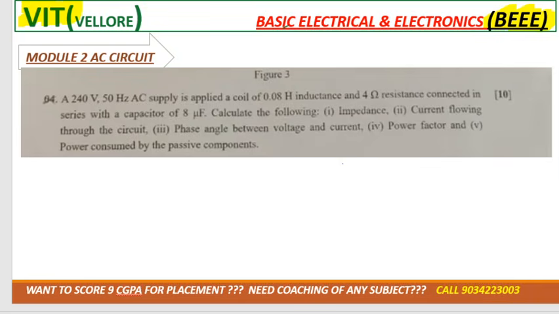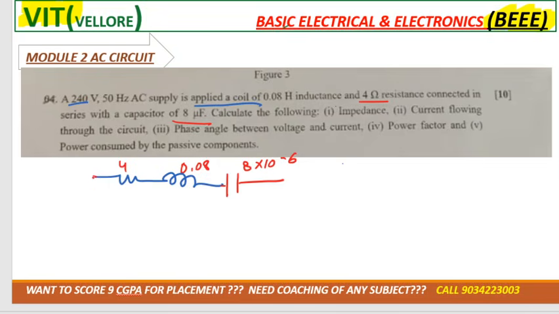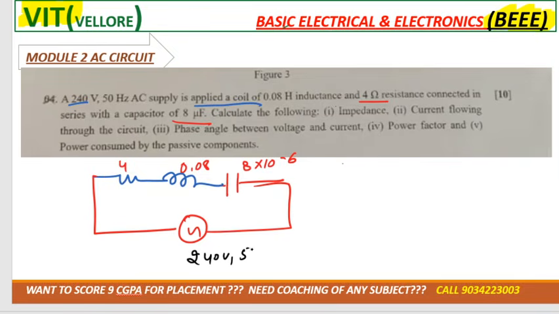Now see the next question from your paper. In this they said a 240 volt 50 hertz supply is applied to a coil. Coil, as I told you, is resistor and inductor, right? Resistance value 4 ohm, inductance value 0.08 henry, and that coil is connected with a capacitor of 8 microfarad. Here you can write it down as 8 into 10 raised to power minus 6 farad. Calculate the impedance.